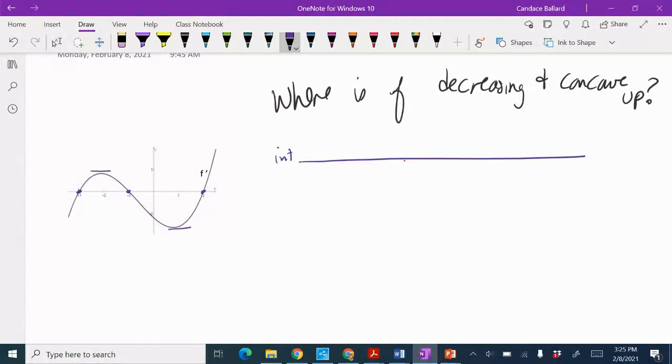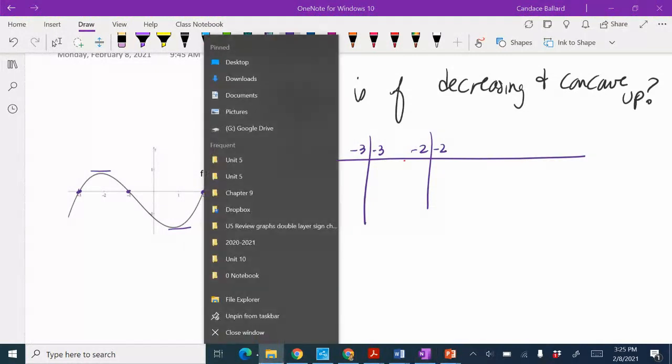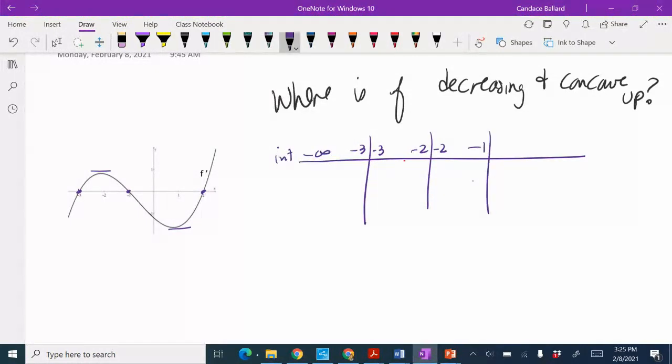So I'm starting my interval. It looks like at negative infinity. My first 0 is at -3, draw a fence. My first horizontal tangent, we're going to say it looks like it's at about -2. And then I've got a 0 at -1. And then I've got another horizontal tangent at 1. And I've got another 0 at 2. And then that goes off to infinity.